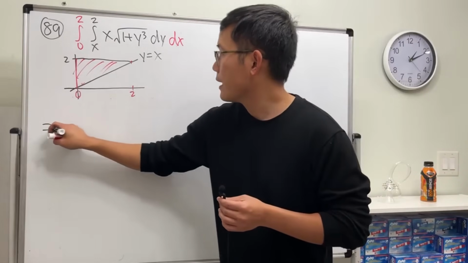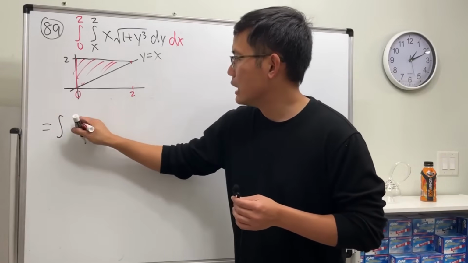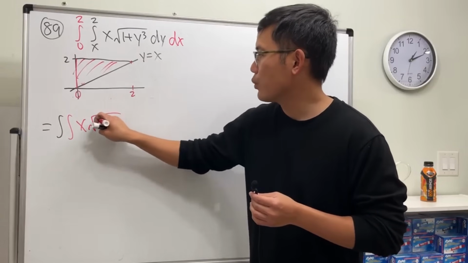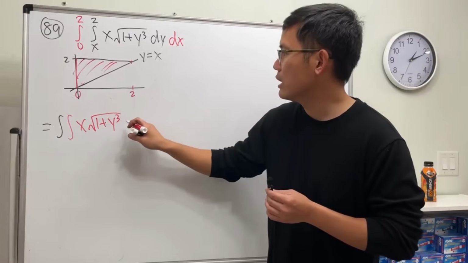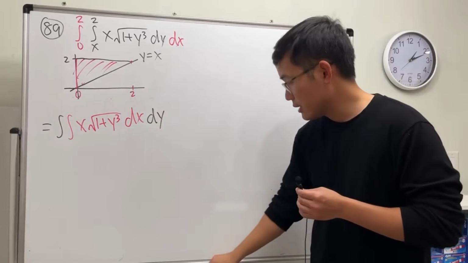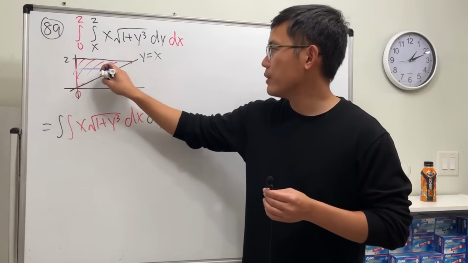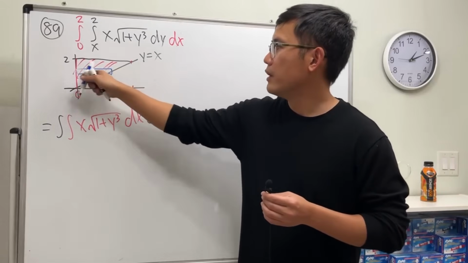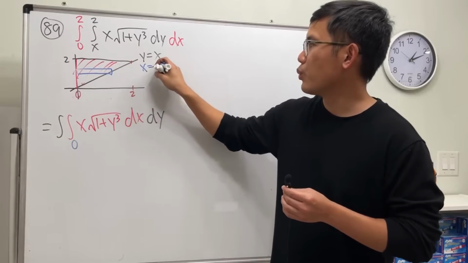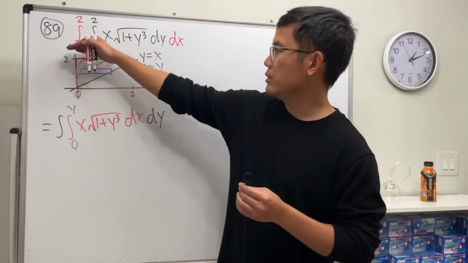Okay, I want the integral, and then integral, and then the inside stays, which is x square root of 1 plus y to the third power. I want dx going first, and then dy next. If dx goes first, we look at the horizontal cut. From left to right, left is 0, right is x equals y. y goes from 0 to 2.